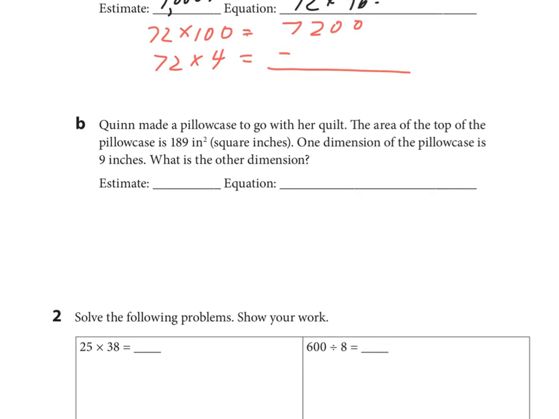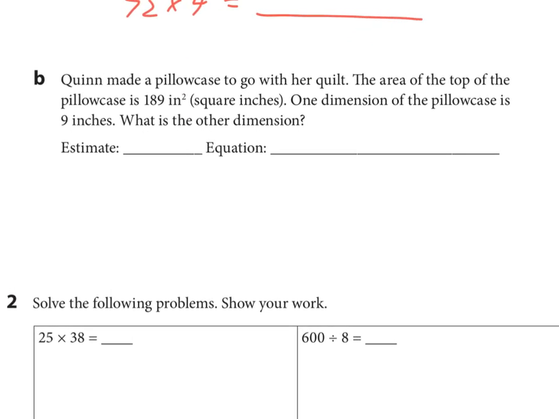Okay, and then for part B, now she's doing a pillowcase, and they're giving us the area. So it's actually going to be a division because we know the area is 189 square inches, and one side is 9. This estimate is a little bit harder. For me, I know 9 times 20 is 180, so the other side is going to be about 20.